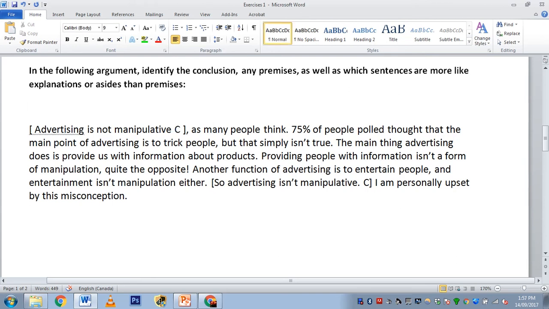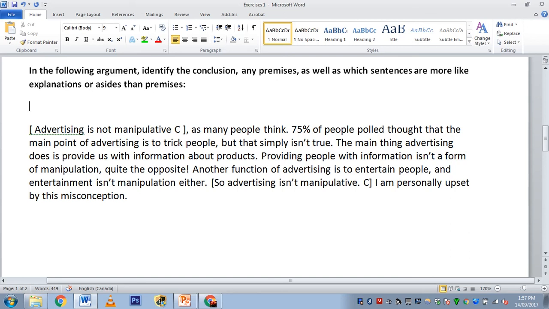All right, so I take it that advertising is not manipulative is the conclusion that this is aiming at. And then the next sentence, 75% of people polled thought the main point of advertising is to trick people, but that simply isn't true, is explanation for the context of that conclusion, right? That's not a reason to believe that the conclusion is true, right? At least that second sentence. So that second thing is really explanation of the context of the conclusion. It's not a premise. It's not a reason to believe the conclusion.